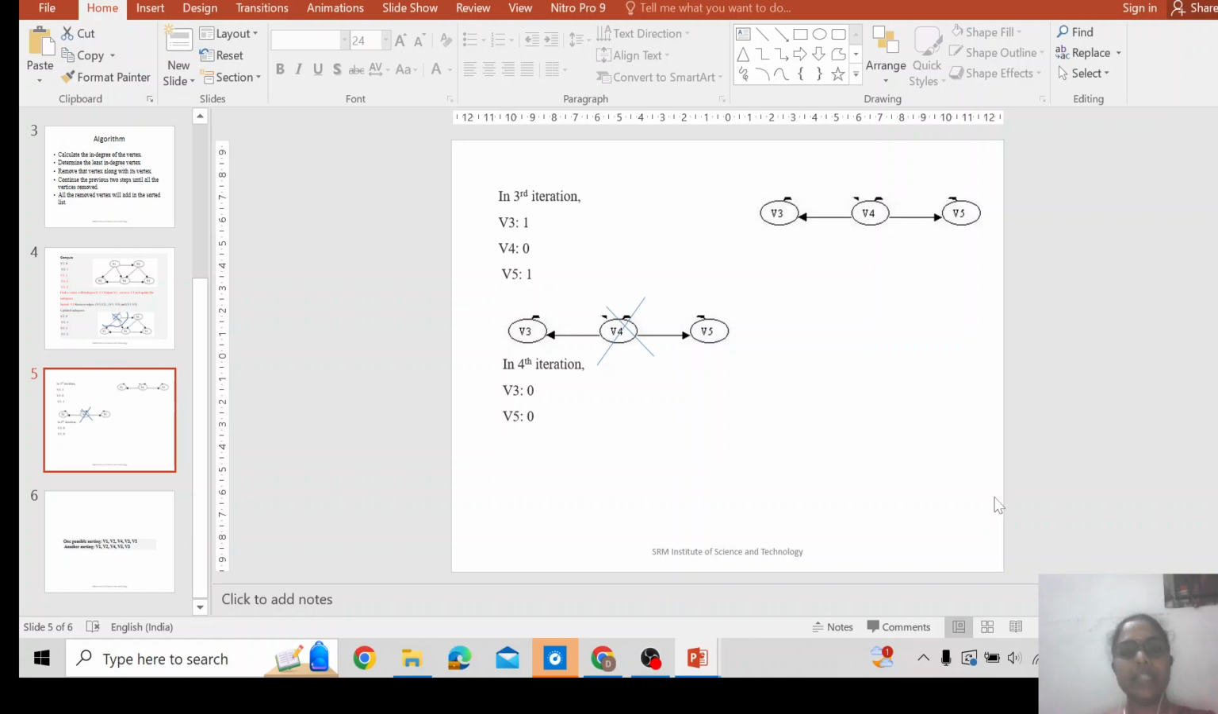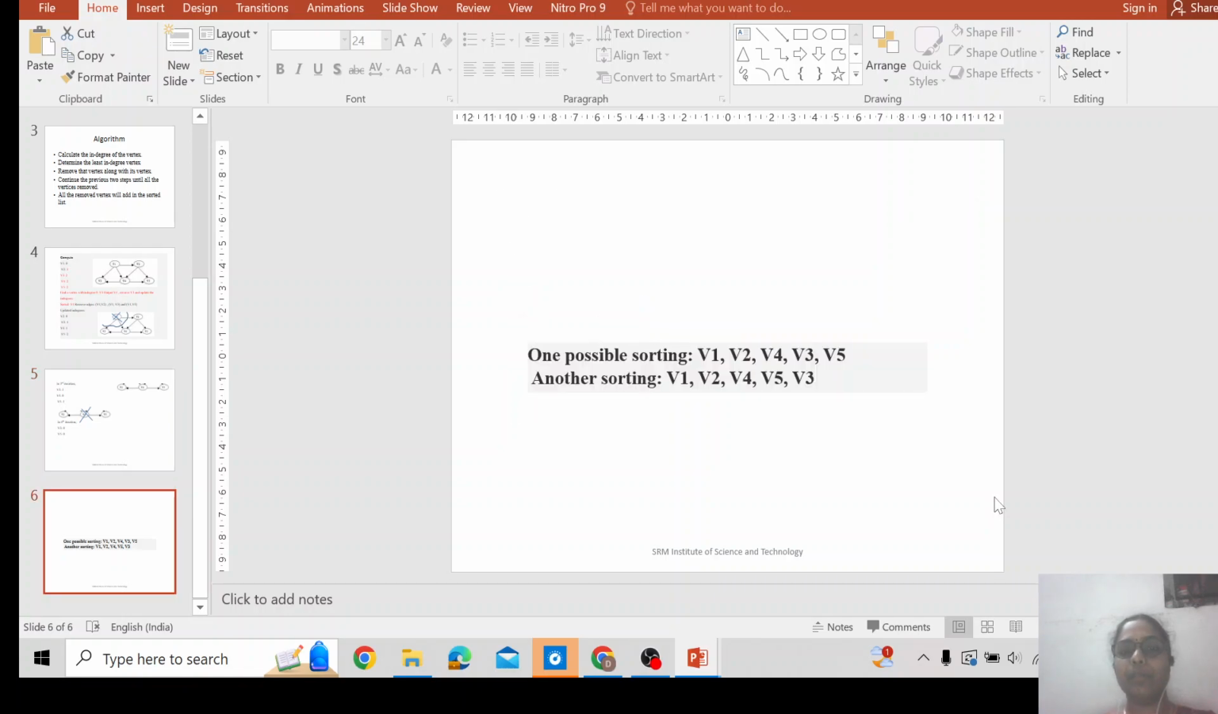According to the scenario, we have the possible sorted list V1, V2, V4, V3 and V5, or else the other possibility, V1, V2, V4, V5 and V3. This is the way to perform the topological sort. Thank you.